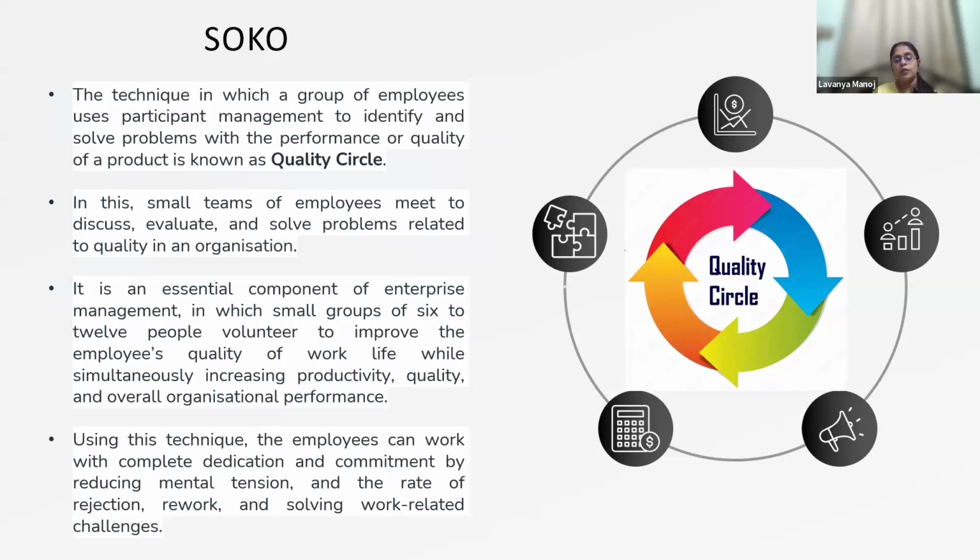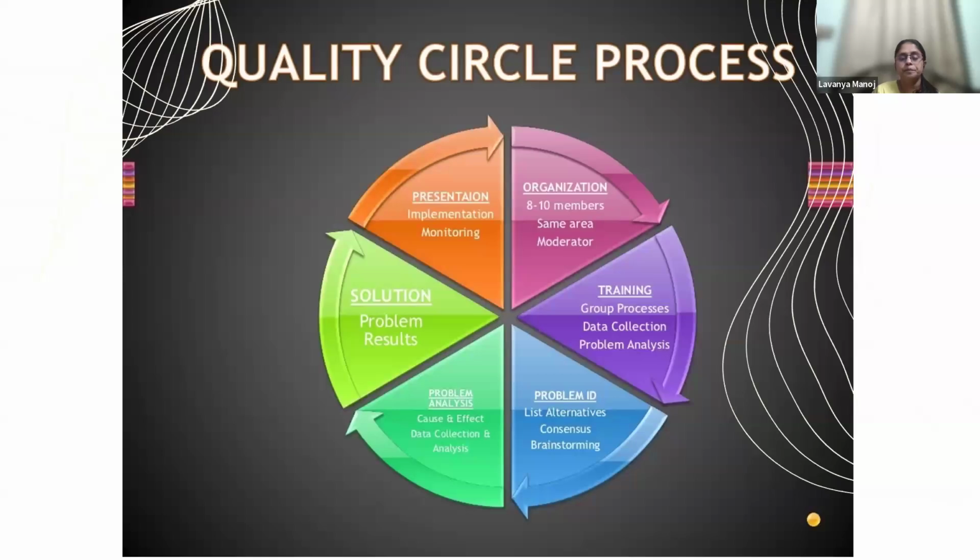So the interference of the middle level managers or the departmental heads is reduced here. All they need is information on what is happening at the operational level, and they solve the work related challenges and problems by themselves. So they are not disturbing any other employee or any other level of management in the organization. That is the best part of quality circles.